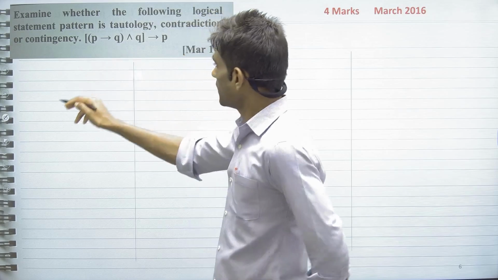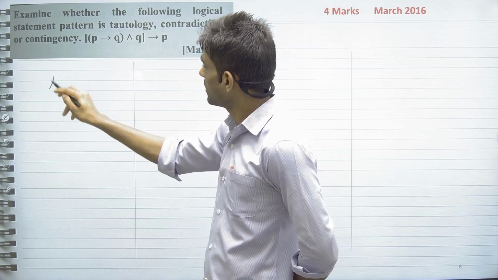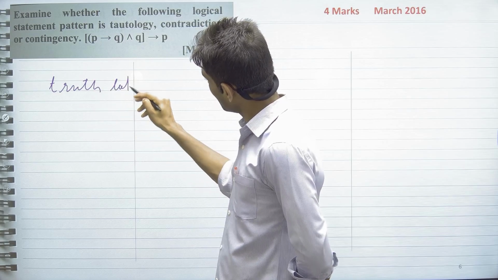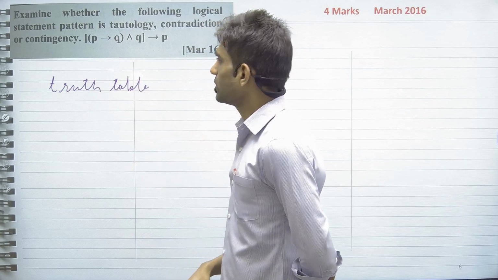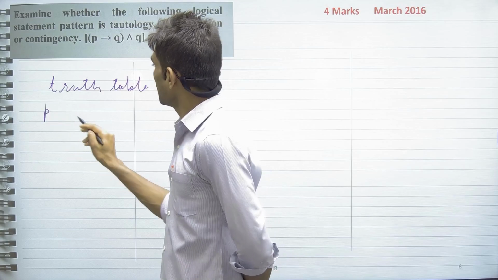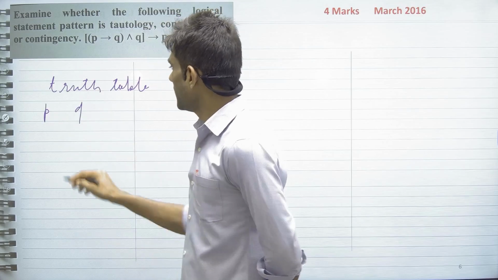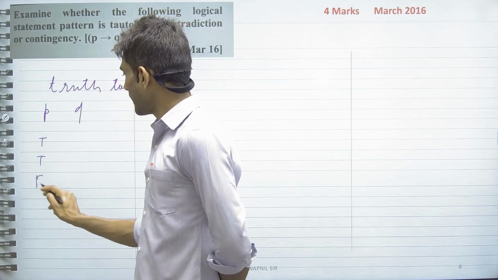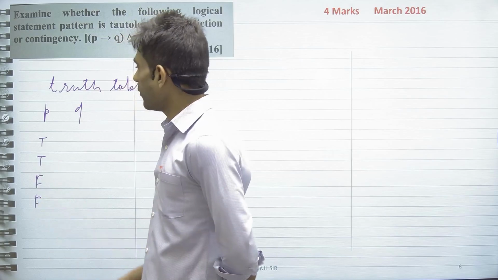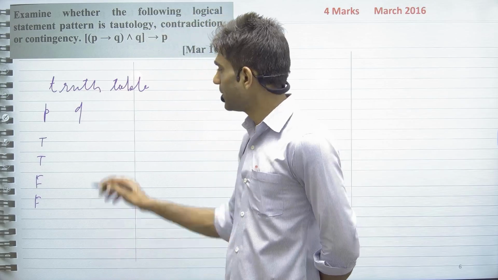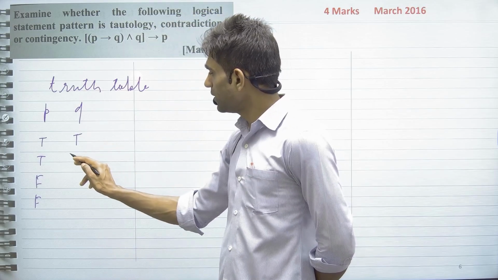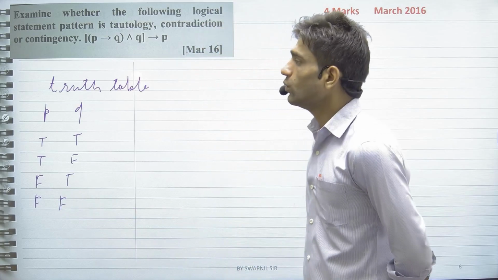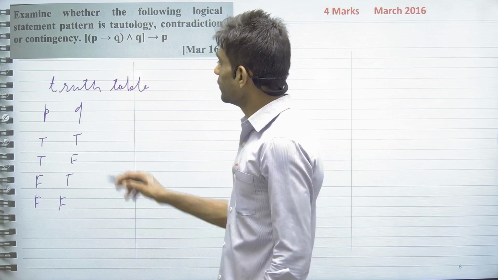So we define the truth table for our statement. We have statement P and statement Q. Statement P gives us 2 truth values as true, then 2 truth values as false. Along with it, we have the possible truth values for our statement Q: one true, one false, again true, again false.